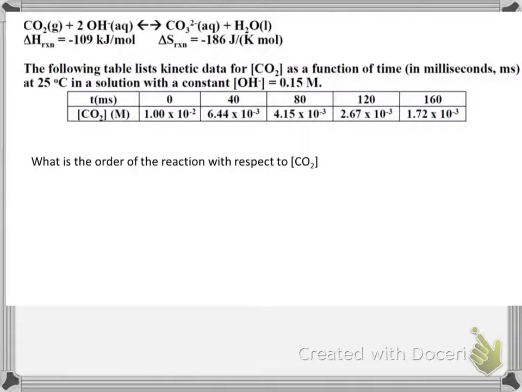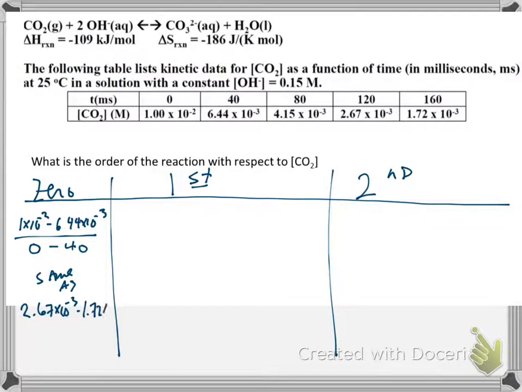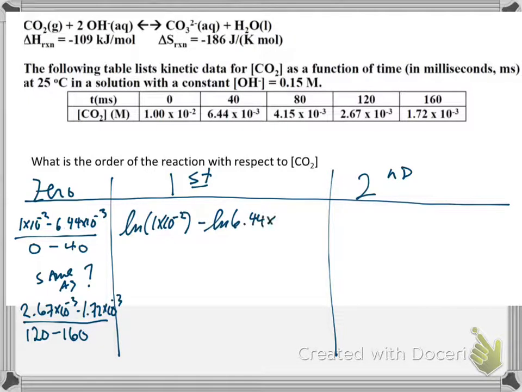Now, what's the order with respect to CO2 given this data? So this is where we have to make a table of zero, first, and second order. And what we're saying is, is the rate of the reaction in the first time points the same as in the last time points? Right? Is this the same? We're going to ask the same question for first order. If it's first order, it's going to be the ln, right? The change in the ln of the first two data points divided by minus 40. Is this the same as the last two data points?